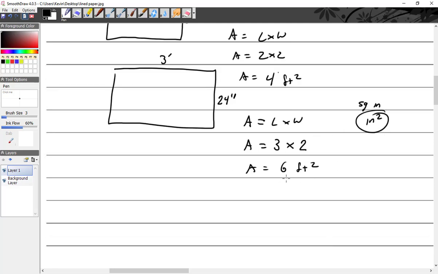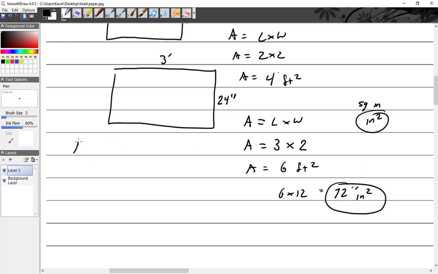But I want it in inches squared. Well, that's not hard because there's 12 inches to a foot, and so all I have to do is what, 6 times 12? Okay, so 6 times 12 is 72. Good to go? I promise you 72 inches squared is going to be one of the answers.